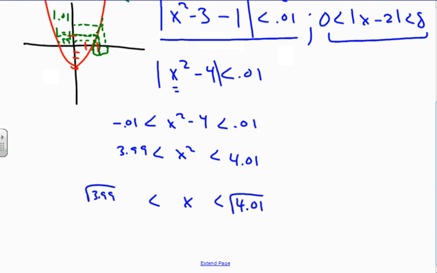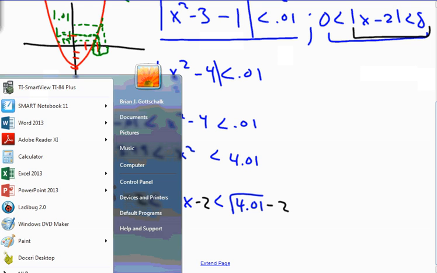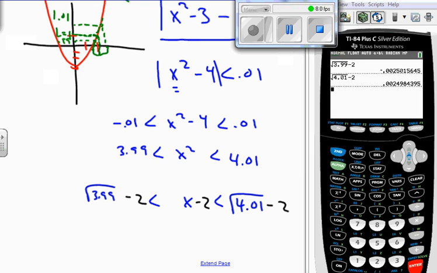Now, to finalize this, we need an inequality like so. So we're going to subtract 2 from all parts. We'll determine what these values are by using our calculator. So I'm going to give a second, pause this, and come back with my calculator ready.